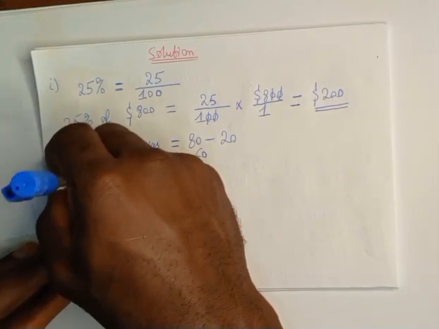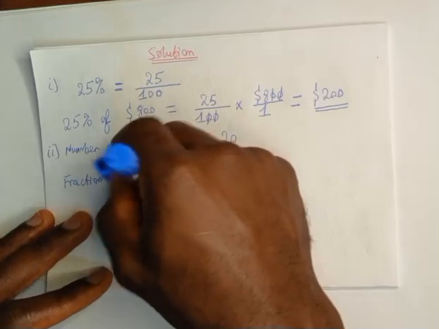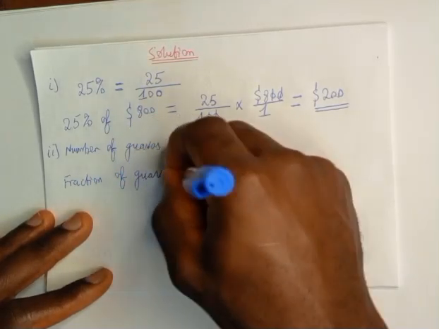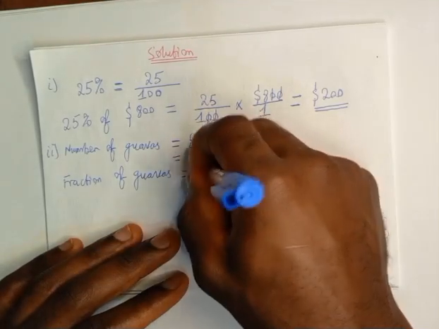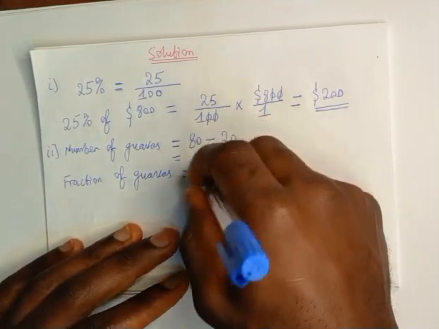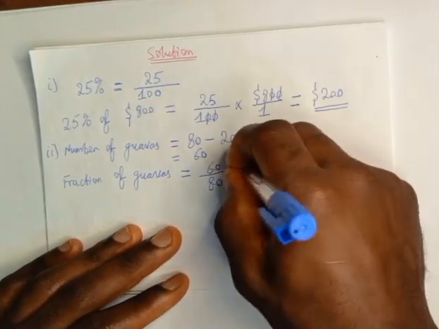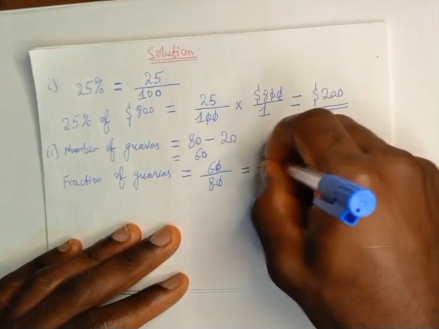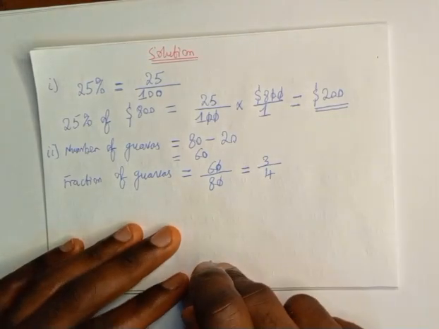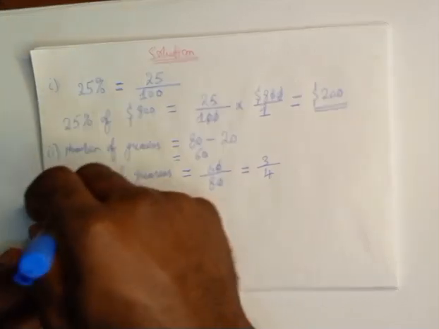Next, we need the fraction of guavas. Out of the 80 fruits, the fraction of guavas, we have 60 on 80, 60 out of 80. We can further simplify this. These zeros will strike off each other. 2 will go into 6 3 times. 2 will go into 8 4 times. It gives us 3/4.